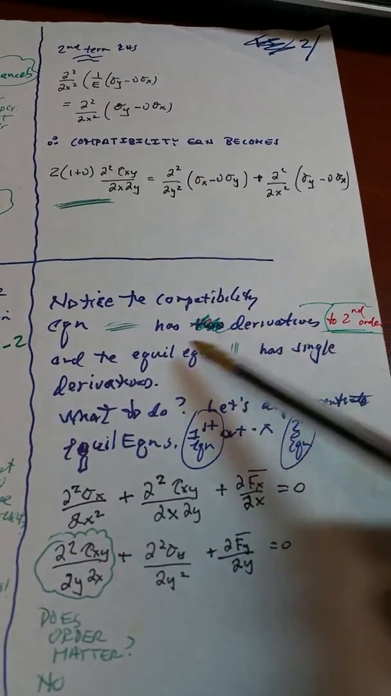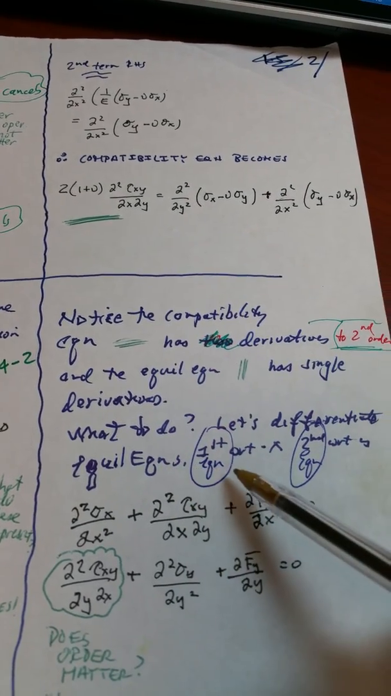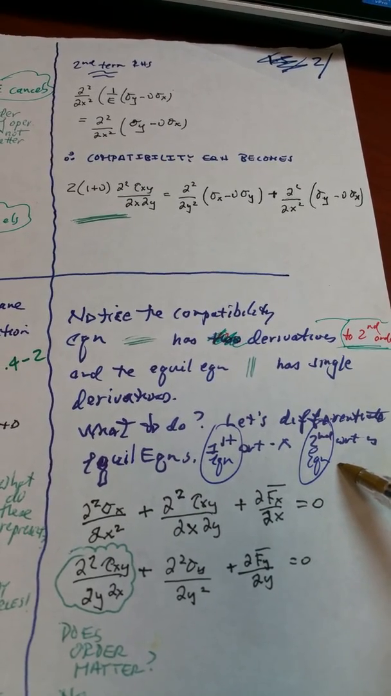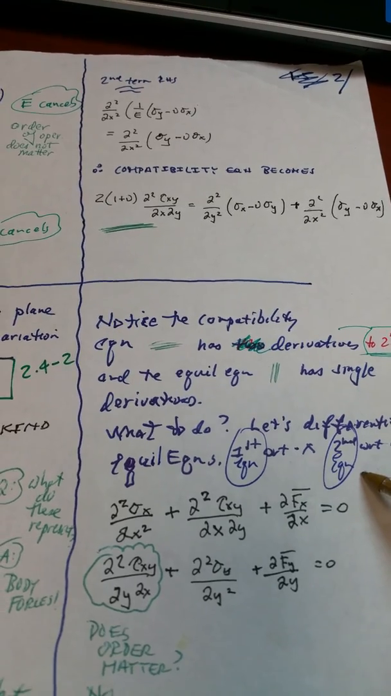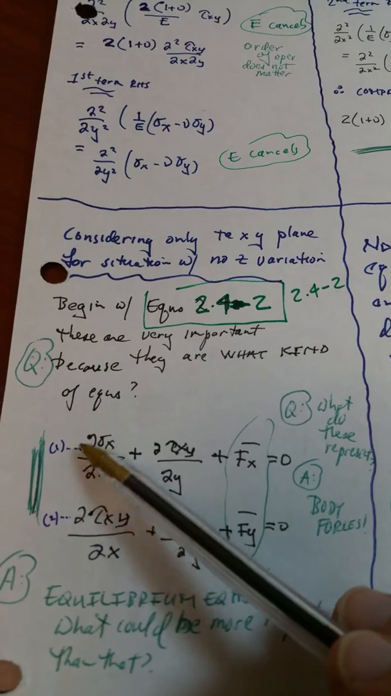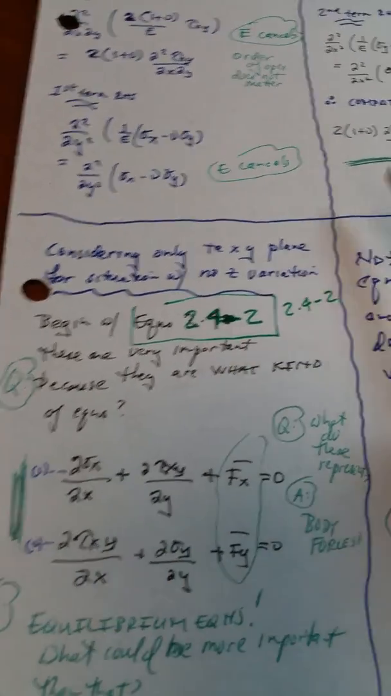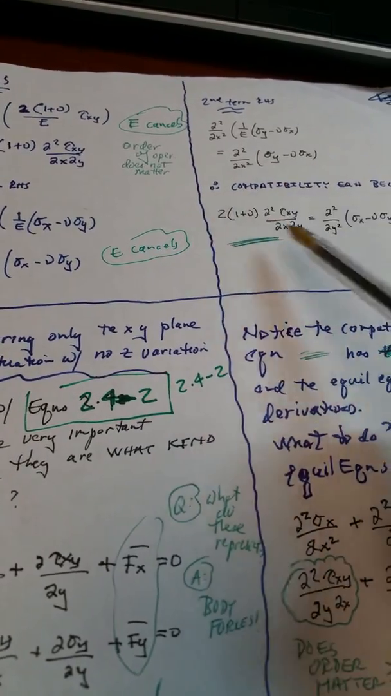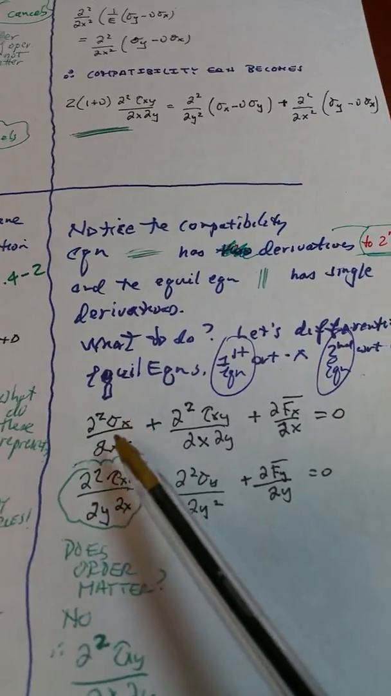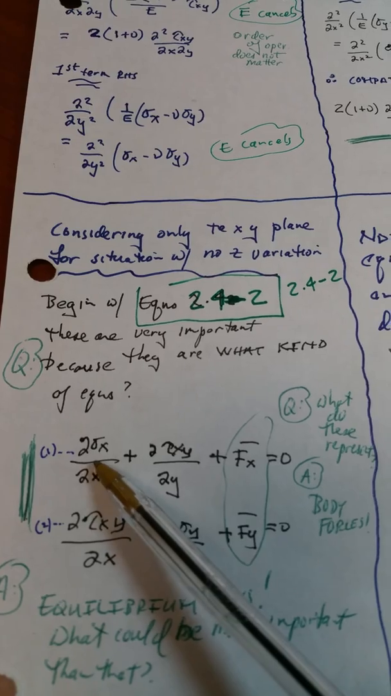So what do we do here? We're going to take this equation and we're going to differentiate it first with respect to x and then with respect to y. We're going to take this equation and differentiate the first one with respect to x and the second one with respect to y, and then it's going to look like this equation. So we're trying to make it look like this equation. So take this first equation, and differentiate it with respect to x.